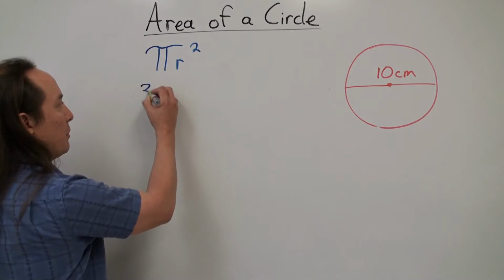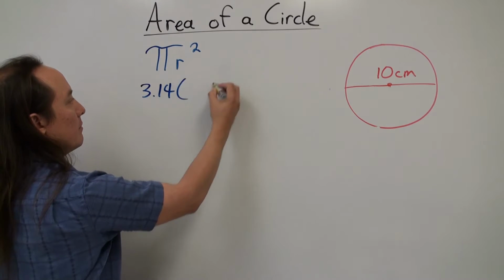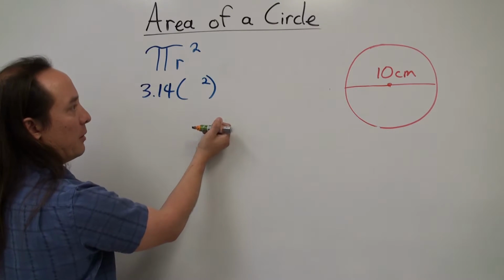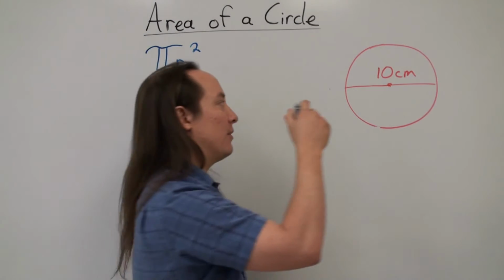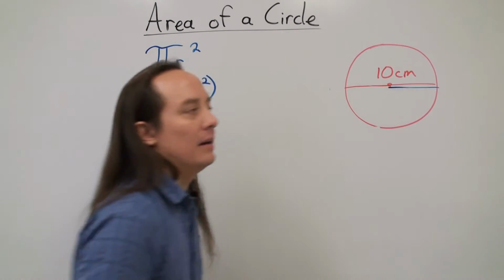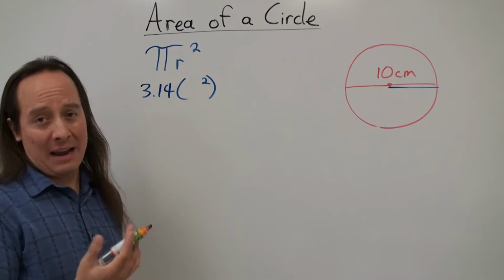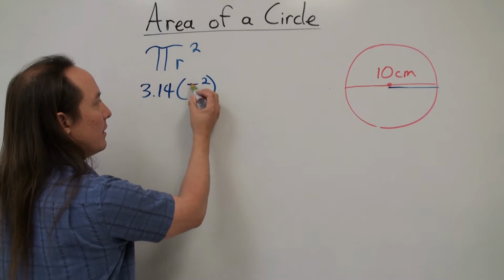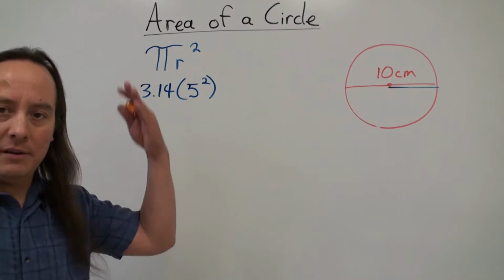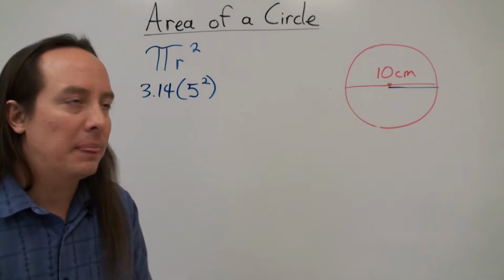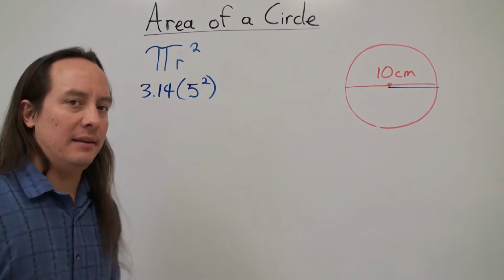So again, I'm going to go ahead and put 3.14. Put my little square inside the parentheses. And my radius is actually going to be from the center to the outside edge, and that's half of the diameter. Like I said, it's 5. And then the rest of it is just like we did the last one, okay? I'm just trying to show you the difference between radius and diameter.